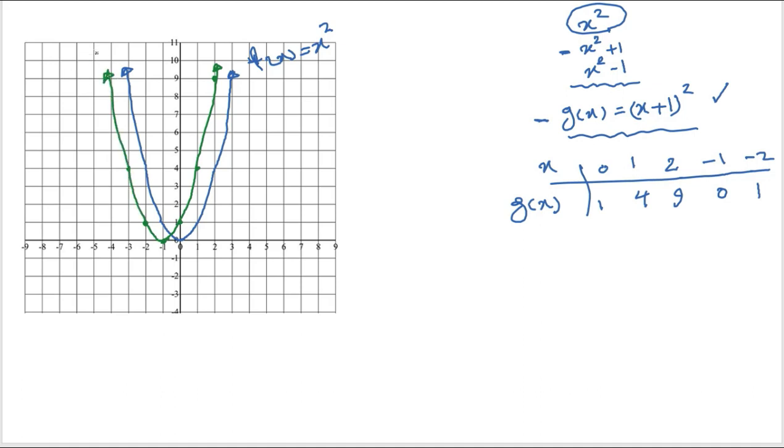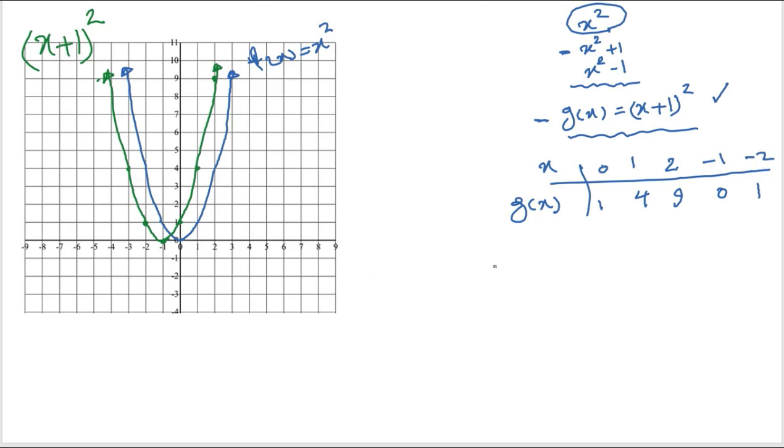So this, the green one, is (x+1)². You can see that when I added a number inside the parentheses, the graph shifted toward the left 1 unit. So when it's positive and inside the parentheses, it goes toward the left.